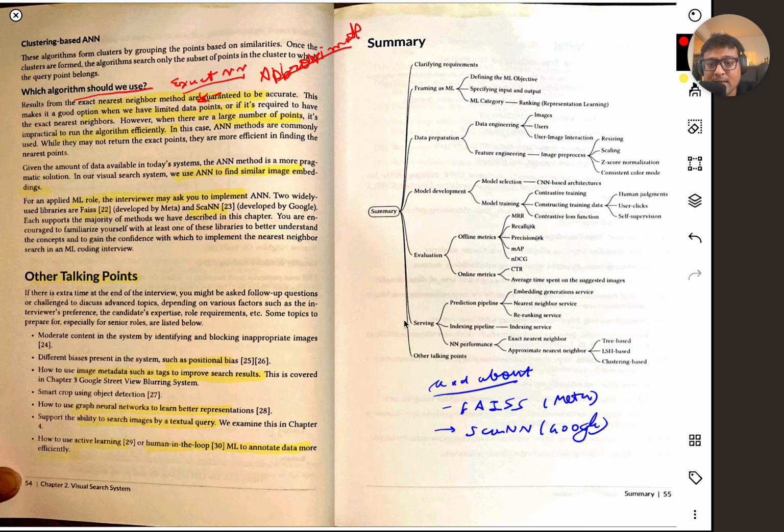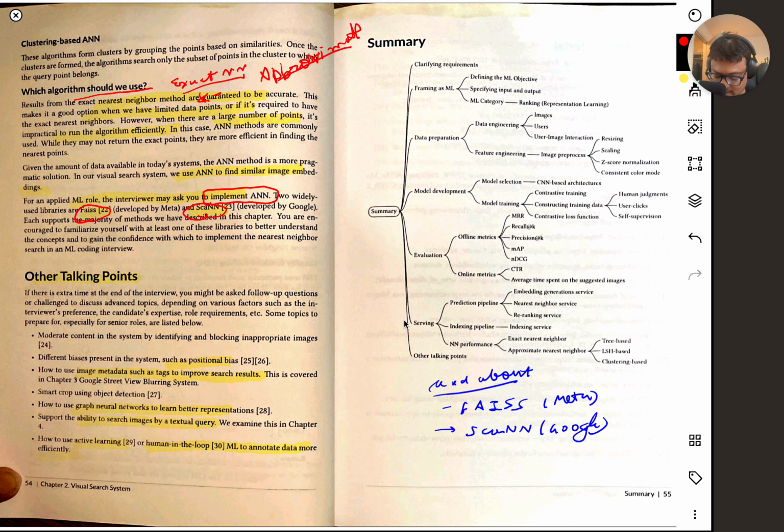And obviously, one important point here is that the interviewer may ask you to implement the neural network which will do this sort of ranking, computing these type of embeddings. And you should be familiar with systems like FAISS and ScaNN, which were introduced by Google, and it would be pretty cool. And if you have time remaining, there are some other things which you can talk about.